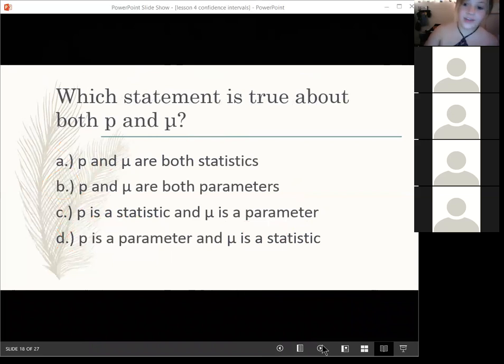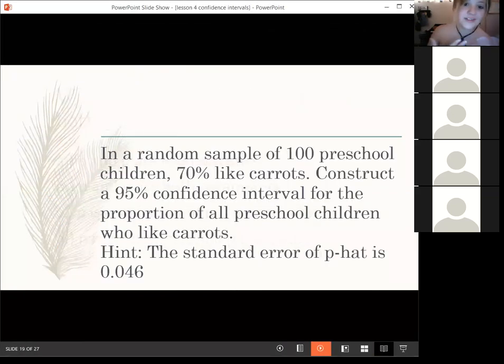Feel free to participate, everyone. You're more than welcome to join in. Maria always participates, and I appreciate that, but you guys are more than welcome to join the train. All right, let's try this one. In a random sample of 100 preschool children, 70% like carrots. That's good. Construct a 95% confidence interval for the proportion of all preschool children who like carrots. A hint here: I just gave you your standard error of p hat, so you don't have to calculate that. I don't even know if you guys know how to do that yet, but here's your standard error. Go ahead, try to calculate this, and then we will go over it.